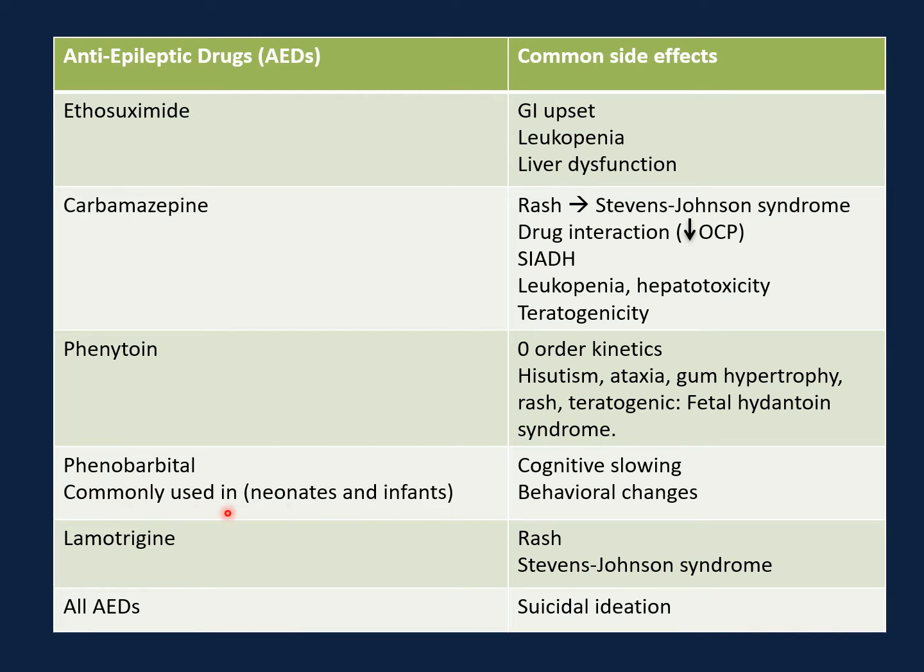Phenobarbital is commonly used in neonates and infants and can cause cognitive slowing. This is important, and behavioral changes. Lamotrigine: rash, in severe cases Stevens-Johnson syndrome. All anti-epileptic drugs have this risk of suicidal ideation. This is very important for consultation with parents when you start this type of medication.